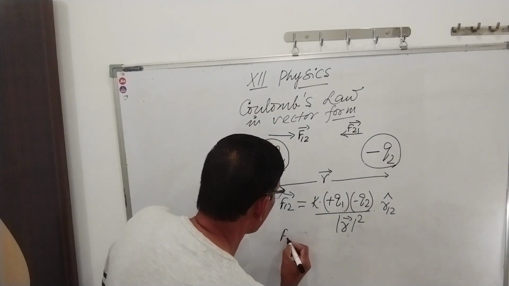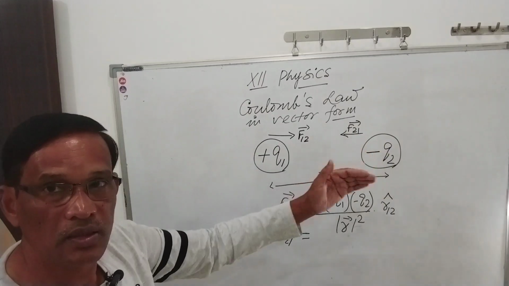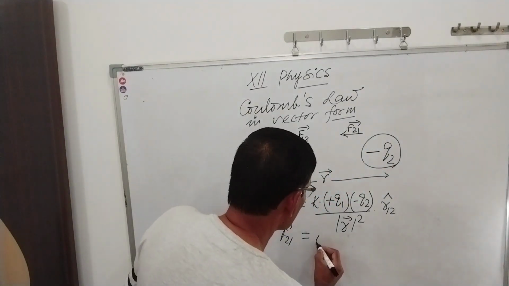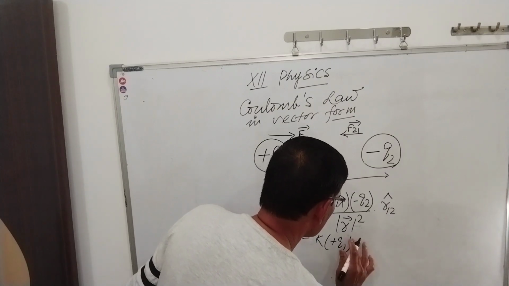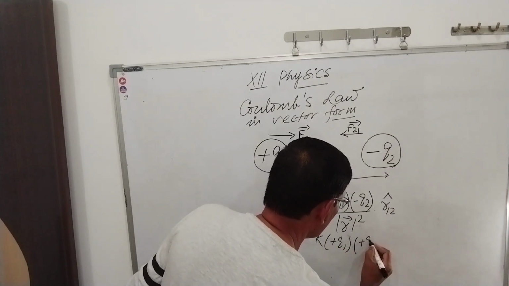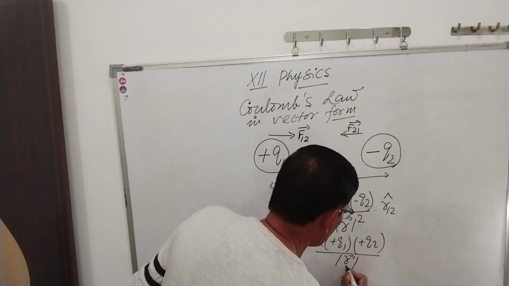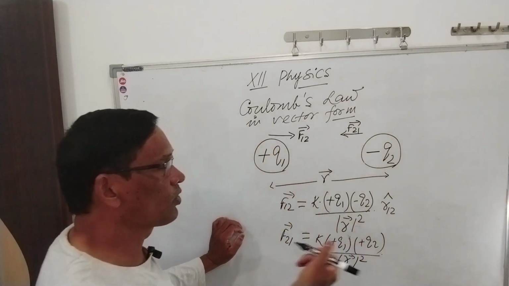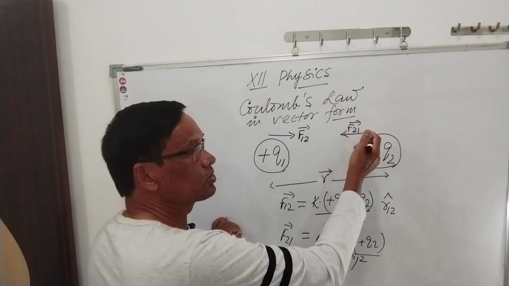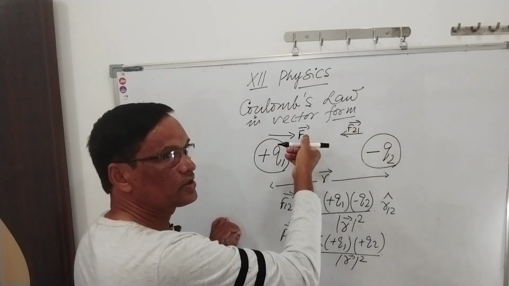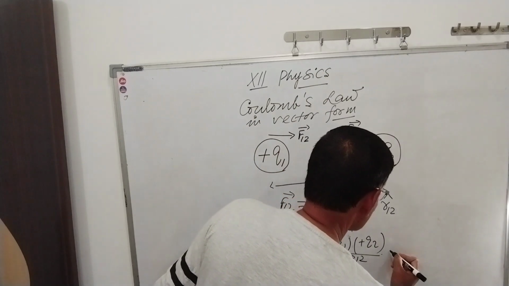Similarly, force on 2 due to 1 is also attractive in nature. So K, positive Q1, positive Q2 with R magnitude square, with force on 2 due to 1 acting in this direction. In this direction. What is it? 2 to 1.